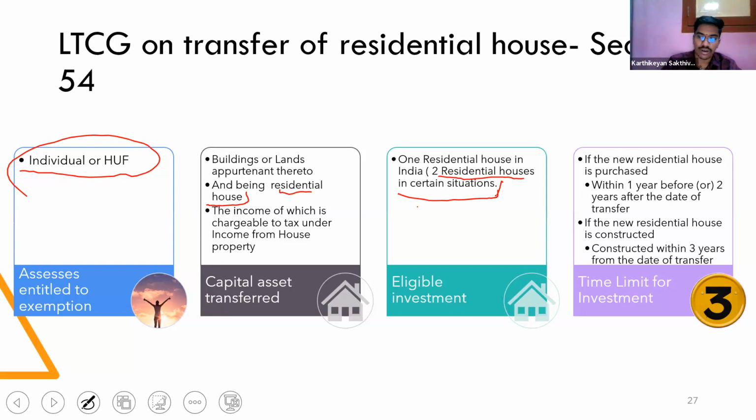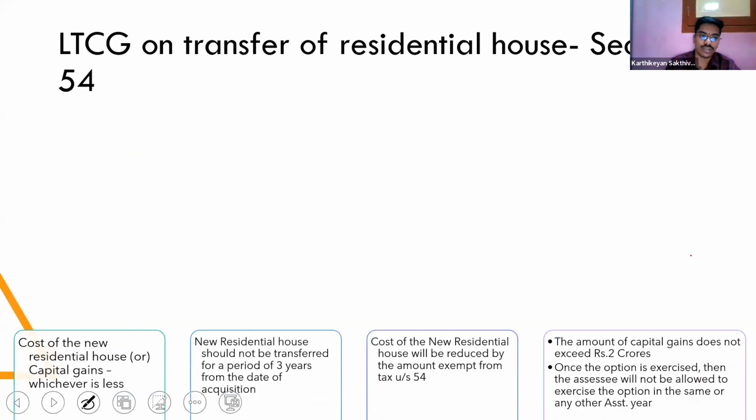Next is within which time limit you have to buy the new asset. If you are going to purchase the new asset, you can do it within 1 year before the sale, or 2 years after the date of transfer of the residential house property. However, if you are just going to construct the new residential house property, it should be constructed within 3 years from the date of transfer, right?